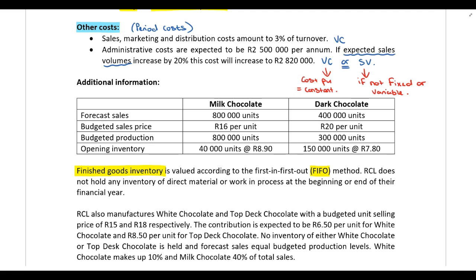Inventory is made up of raw material or direct material, that is your material. Then work in process, which means you've already started the manufacturing process, but you haven't yet completed the product. And then finished goods. So those are the three categories: raw material, work in process, and finished goods. So if you're specifically told that the company doesn't hold any inventory of direct material or work in process, it means that the only inventory we are dealing with is finished goods inventory. So they will only have finished goods inventory, and if we need to value inventory, they use the first in, first out method.